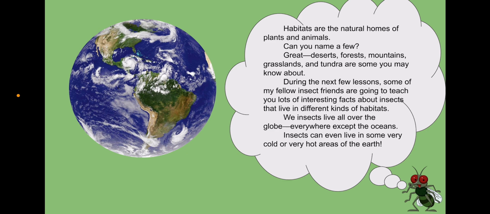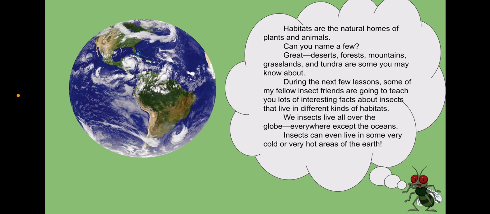Habitats are the natural homes of plants and animals. Can you name a few? Great, deserts, forests, mountains, grasslands, and tundra are some that you may know about. During the next few lessons, some of my fellow insect friends are going to teach you a lot of interesting facts about insects that live in different kinds of habitats.